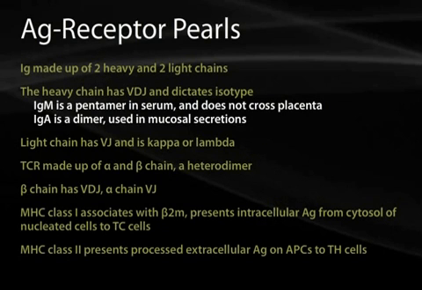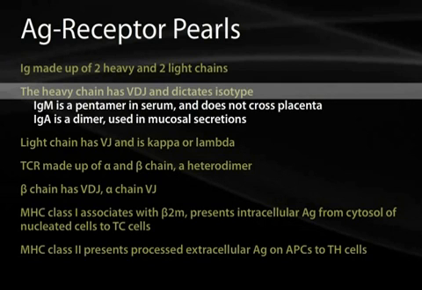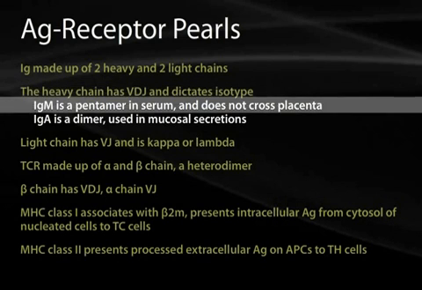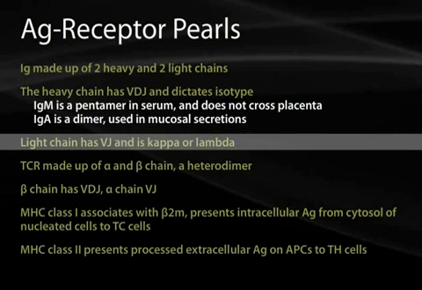So just a few pearls, things to remember, things to make sure you know walking into the boards if you don't remember anything else. As far as antigen receptor goes, remember when we talked about B cells, immunoglobulins made up of 2 heavy chains and 2 light chains. The heavy chain on the antibody is the VDJ recombination, and that dictates the isotype. Remember that each isotype has certain properties that are important and that distinguish it. IgM, for example, is a pentamer in serum, does not cross the placenta. IgA is a dimer in secretions, where it is usually found out in the mucosa.